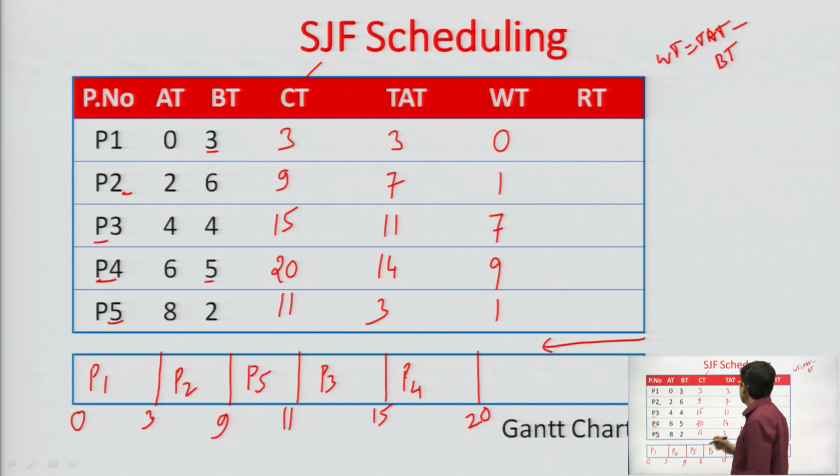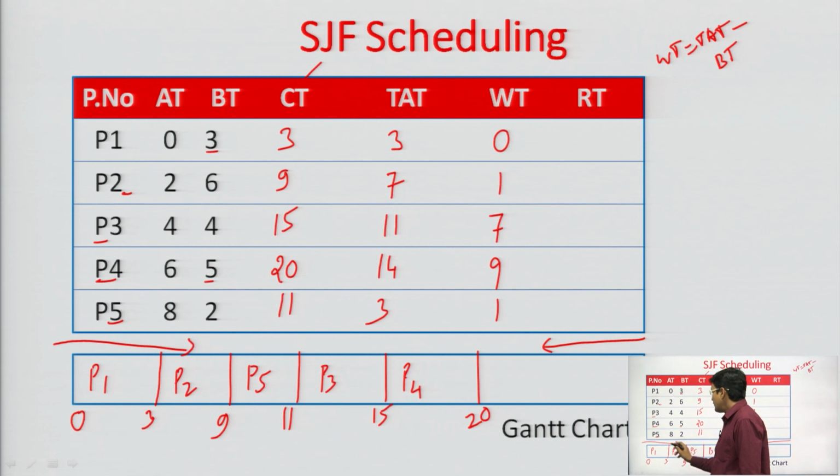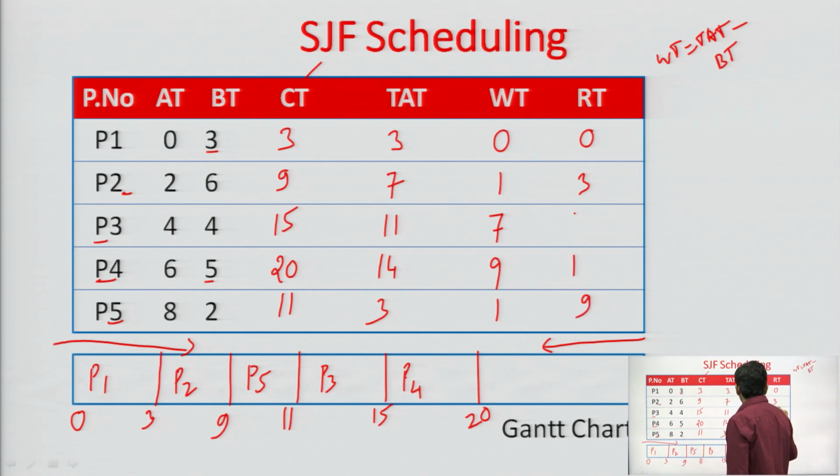After this, we should compute the response time. The response time is the first time allocation of the CPU to the process. This can be found by traversing this Gantt chart from left to right, and wherever the process appears for the first time is the response time. So, the P1 process appears at 0 time, P2 process appears at 3 time, P5 process appears at 9 time, P3 process appears at 11 time, and P4 appears at 15 time.